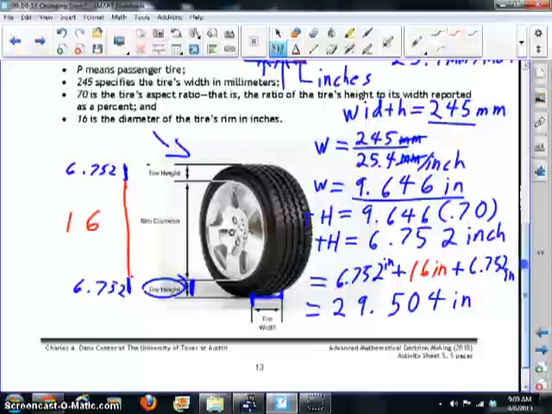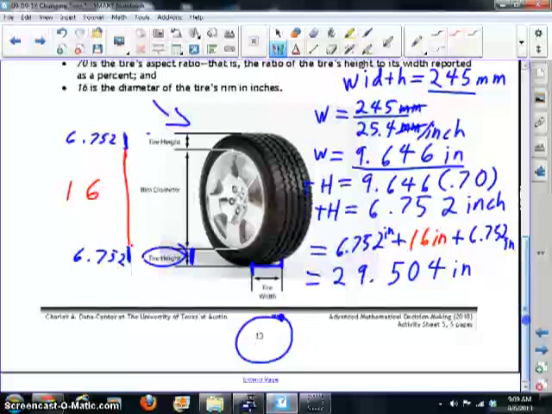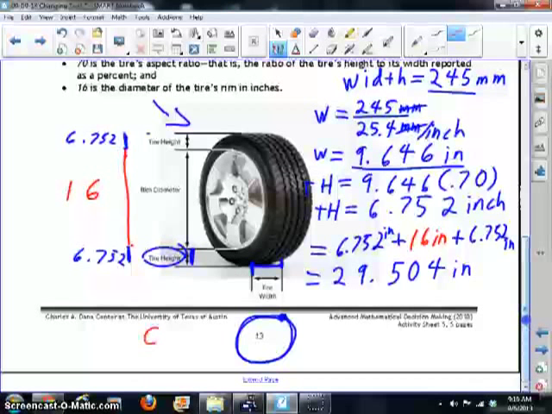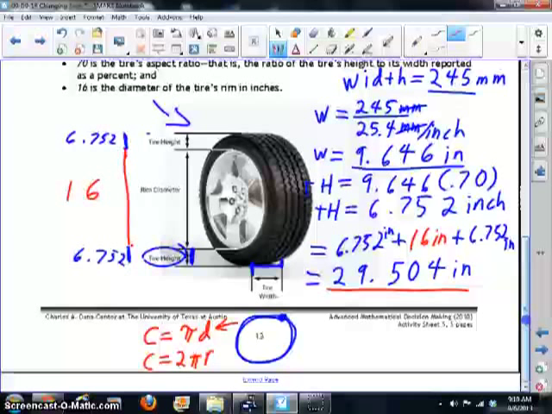Now, what can you do with this? I can use this to find out what the circumference of the tire is. Remember, circumference is the length from one part of the circle all the way around and back to that point. It's the rim length. We can use a simple formula. C is equal to pi times the diameter. Or we can use C is equal to 2 pi r. Now I would use pi times the diameter because this is actually the diameter of the tire.